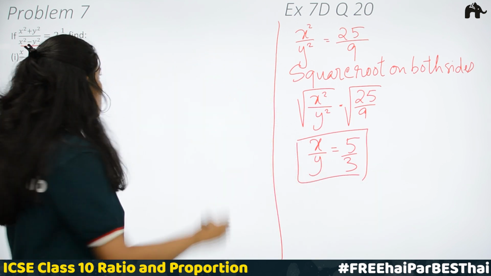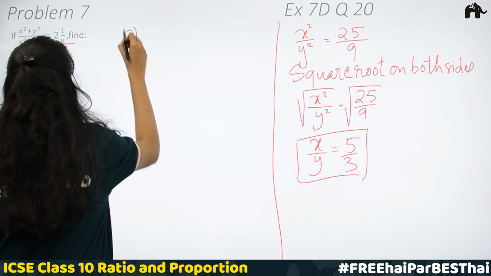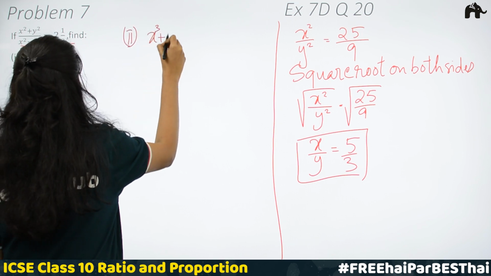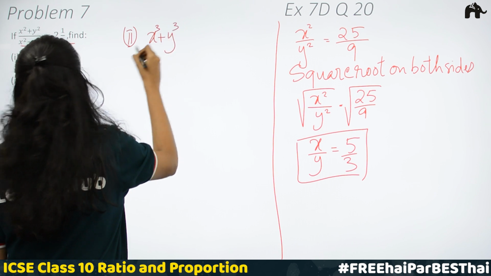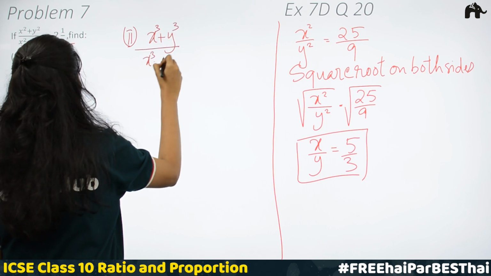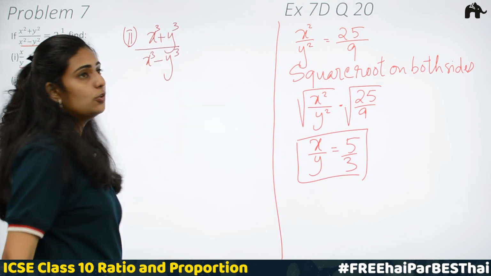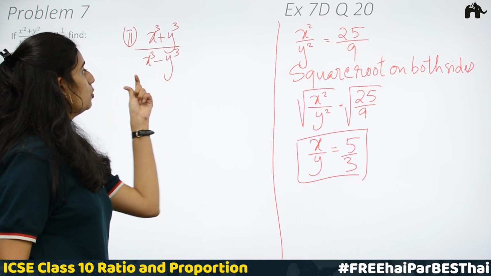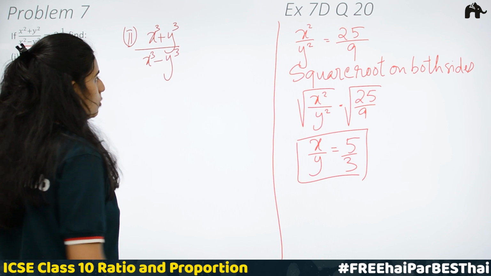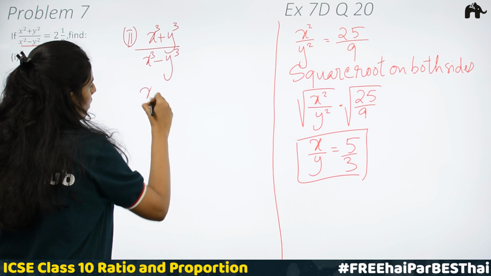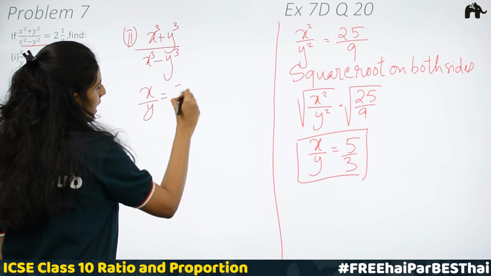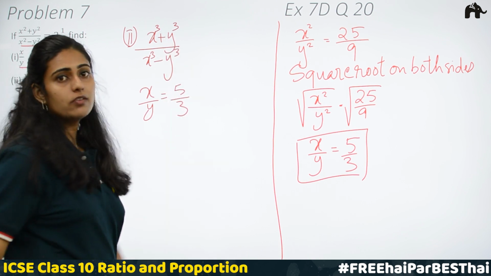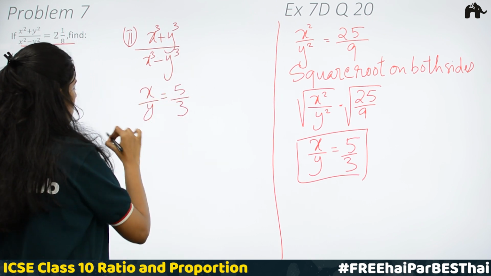Now, the second part: x cube plus y cube divided by x cube minus y cube. We need to find the value of x cube plus y cube divided by x cube minus y cube. Here we have cube. We already know x by y is equal to 5 by 3. To get cube, we have to take the cube on both sides.